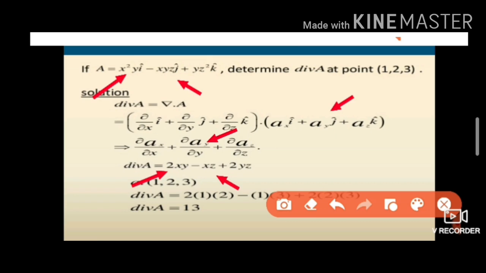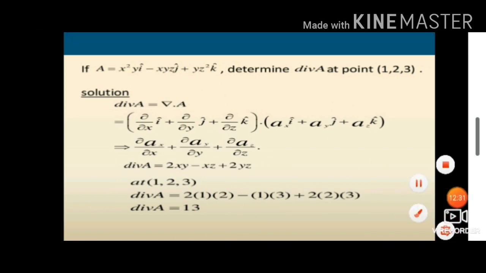Now the third term, the derivative of Az with respect to z. What is Az? The coefficient of k cap. What is the coefficient of k cap? y z square. So take the derivative of y z square with respect to z. It is 2yz. See this, 2yz. So this is the divergence of A.